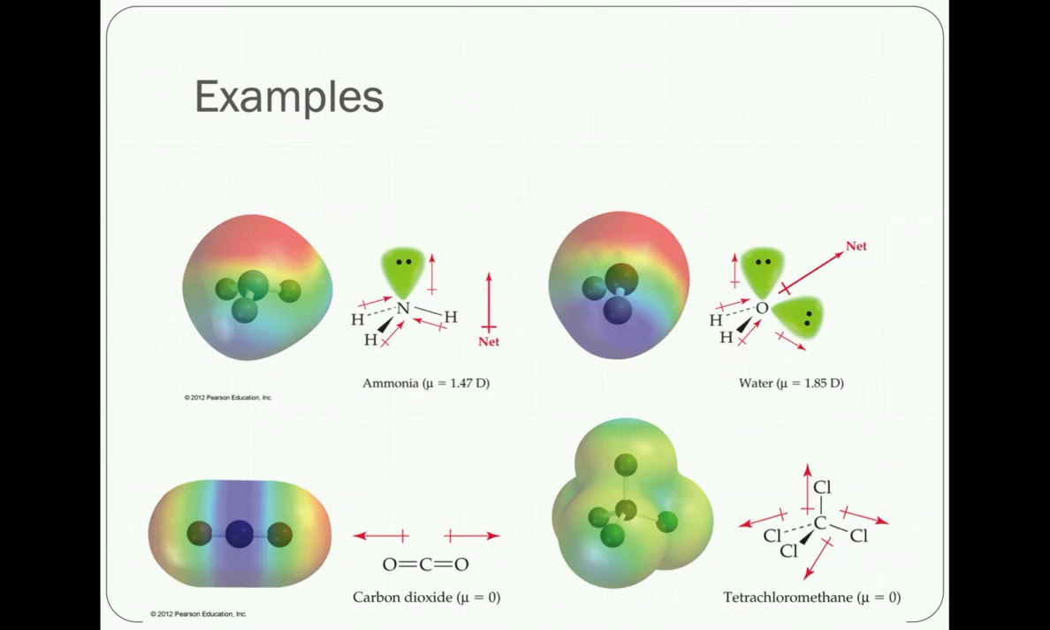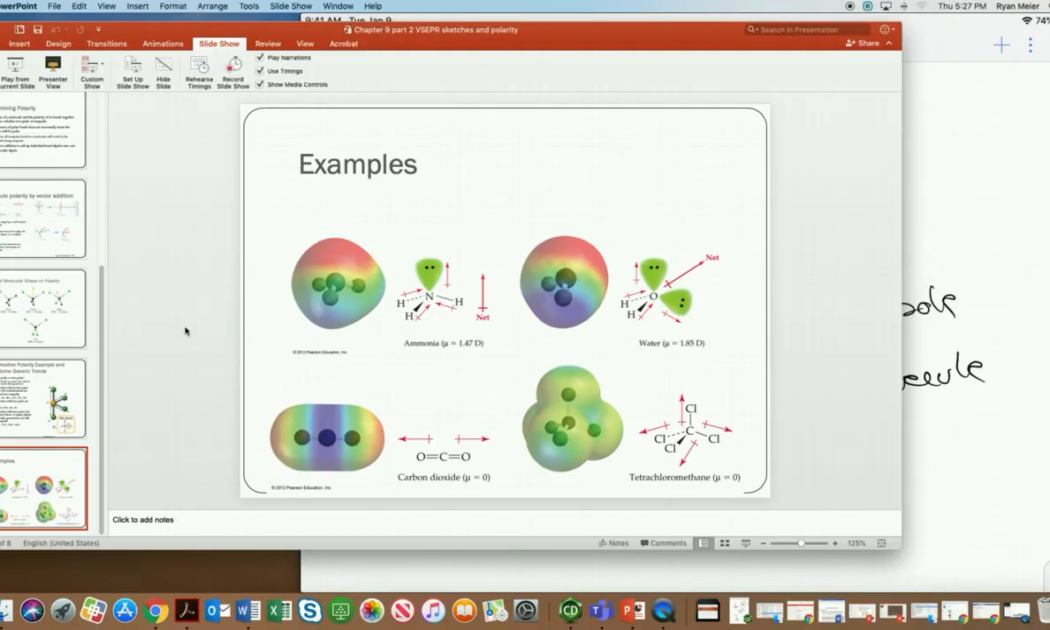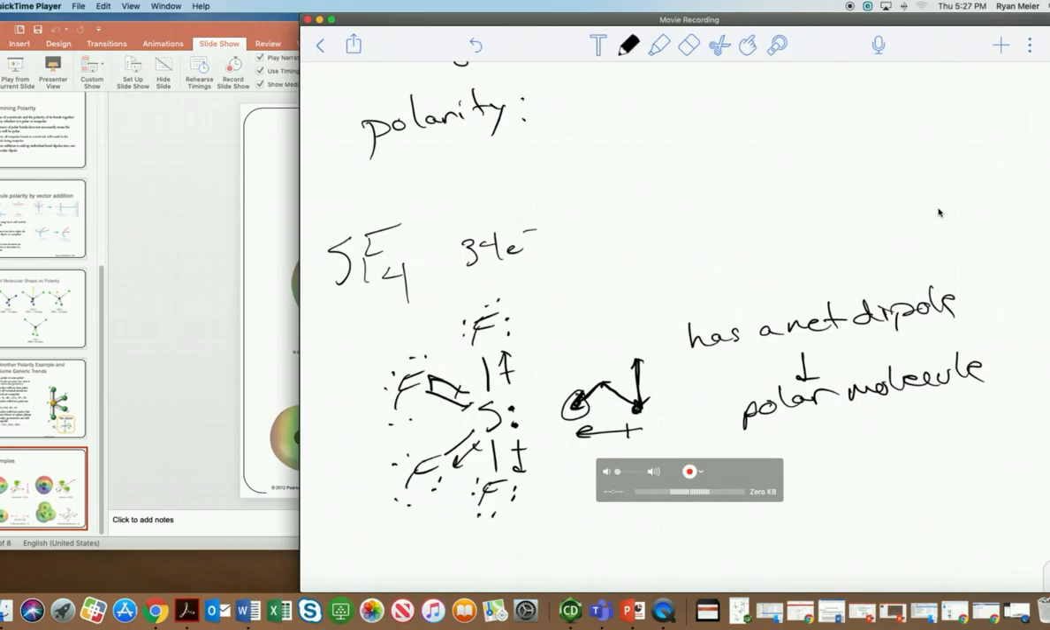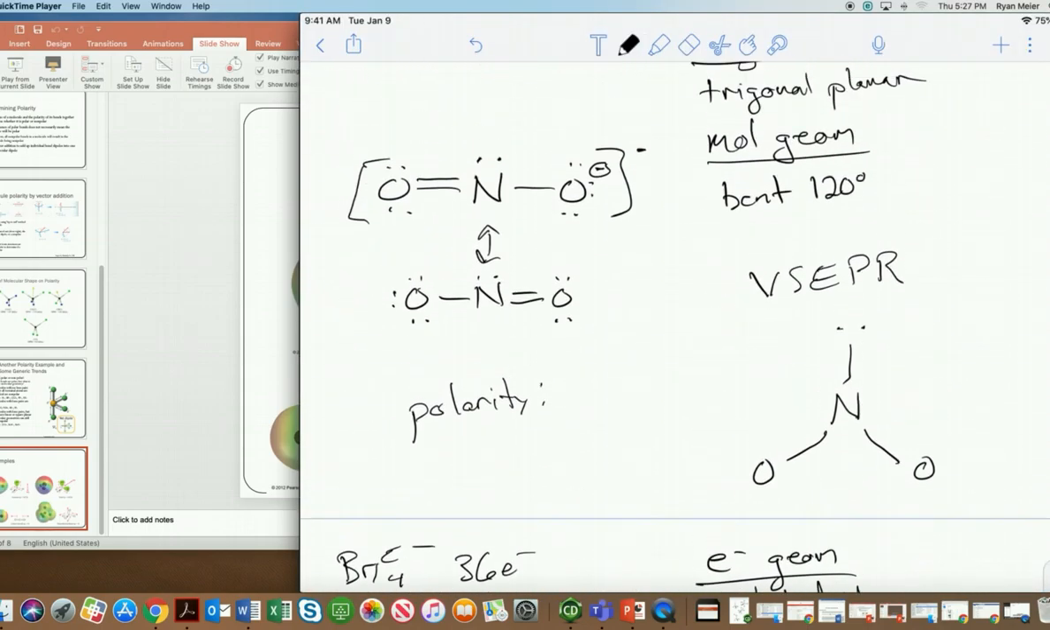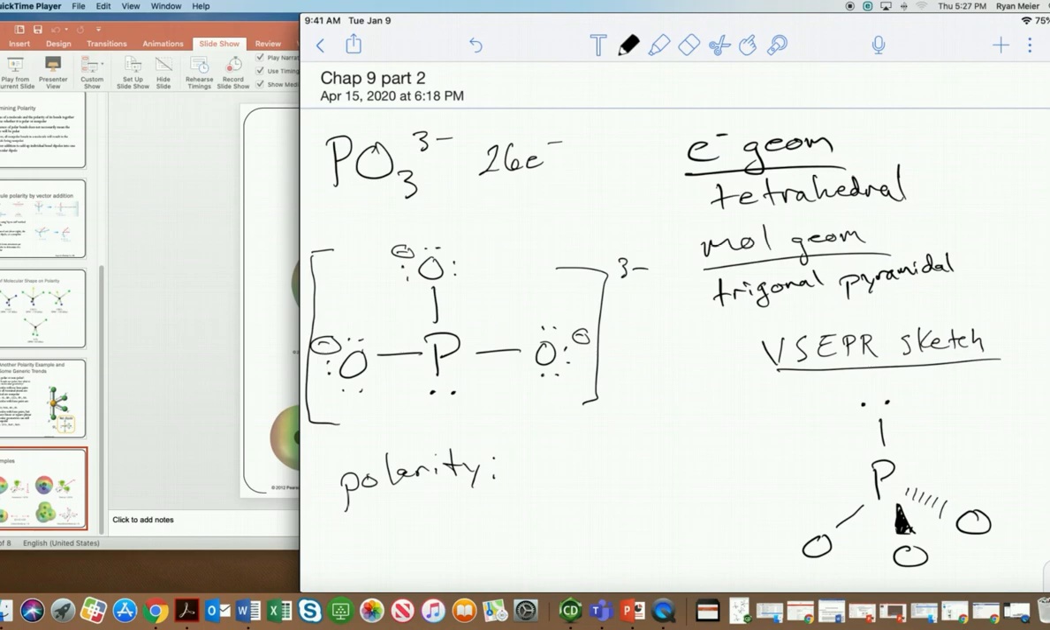And if they don't cancel out, then it's a polar molecule. Lone pairs don't ever have a dipole. And like I said, we'll see that in the examples that I'm about to go to now. All right, so we're going to jump back to our whiteboard, and I'm going to go all the way back to what we started with today. So our first example, all the way back at the beginning, was phosphite, PO3 3-.